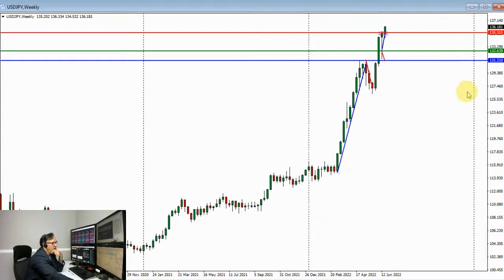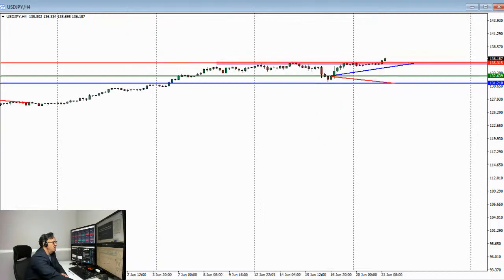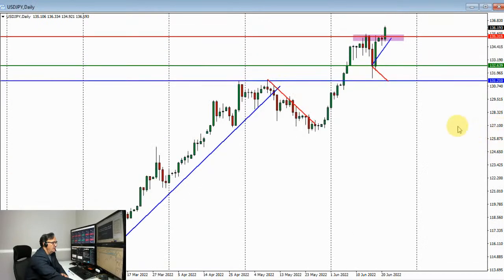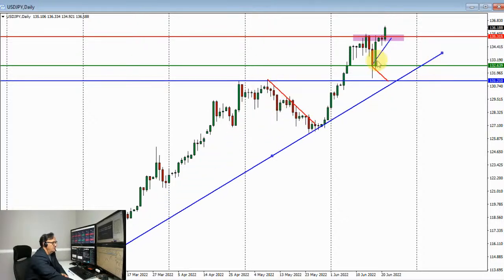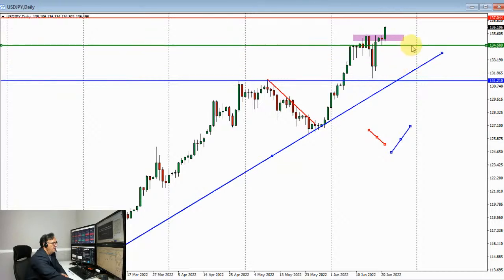So how far can this go? Your guess is as good as mine. What would you do with this? As a disciplined trader, you can only do one thing, and that one thing is you have to wait for a pullback to buy. So where is that pullback? Well, that pullback could be twofold. The pullback can be to this previous consolidation here.